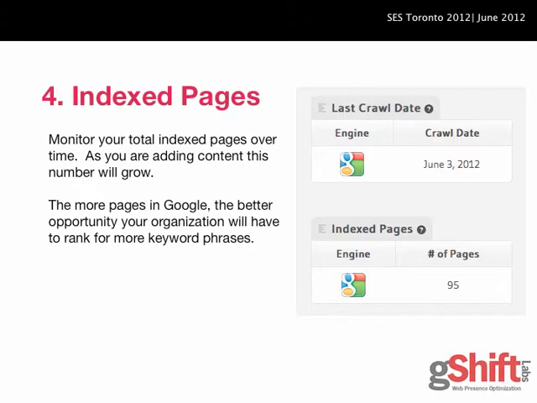Index pages. This is easy data to get from Google and/or Google Webmaster Tools. What we like to do is look at how many pages you have, because that directly correlates with how many keyword phrases you can potentially rank for in Google. If I only had one page, it's going to be very difficult for me to rank for, let's say, 100 search terms. But with this client here at 95 pages, they have a better probability of ranking for 100 search terms.